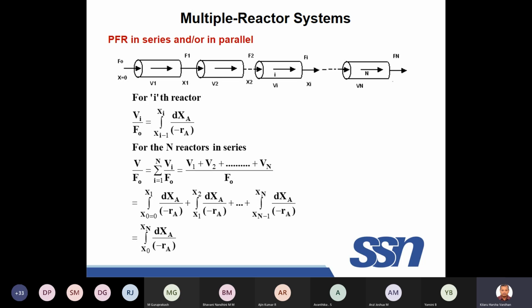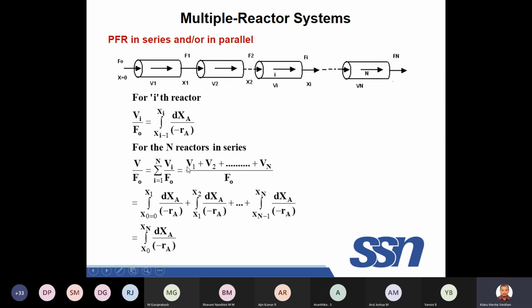Xi minus 1 to xi dxa by minus Ra. So if you substitute V by F naught, the volume is nothing but the sum of the entire volumes. That is what you're putting. Sigma is nothing but the sum, whereas pi, if I write, is nothing but the product. Sigma i equals 1 to n Vi by F naught, where if you substitute i as 1 to n, then you are landing with V1, V2, V3 till Vn by F naught.